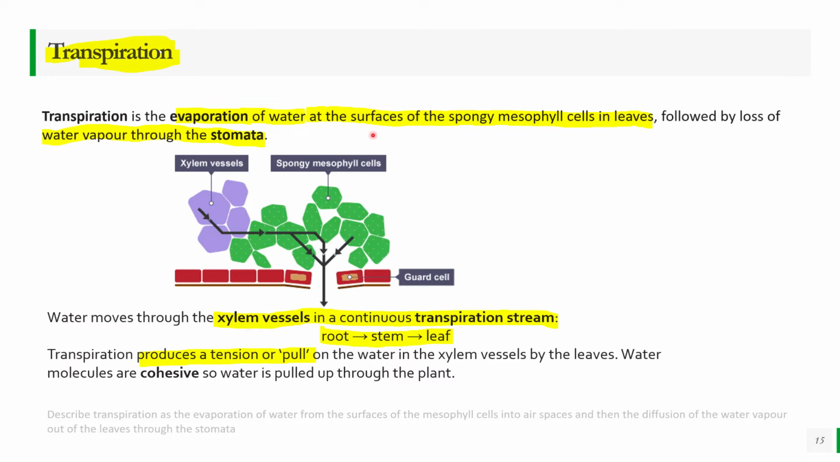Alright, so the next one is transpiration. Transpiration is basically the evaporation of water at the surface of the spongy mesophyll cells in the leaves, followed by loss of water vapor through the stomata. So basically it will diffuse outwards through the stomata. This hole here, there are holes under the leaf. Naturally this is called stomata. So this stomata allows water to exit.